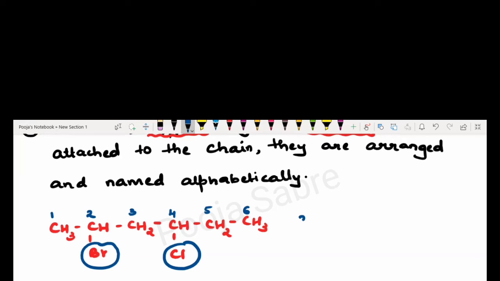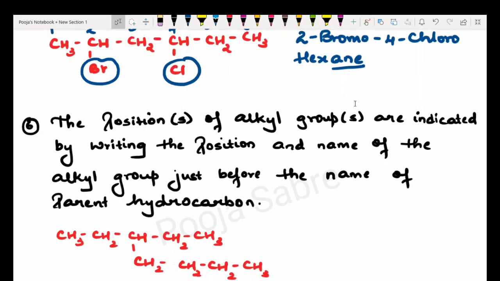Okay, so the naming will be 2 bromo, 4 chloro, and the suffix, total 6 carbon are present. So I'm going to use word root hex, and then since it is a single bond containing compound, I'm going to use ANE. So the name of this entire compound is 2 bromo 4 chlorohexane. Clear? So students, let us proceed with the sixth rule.